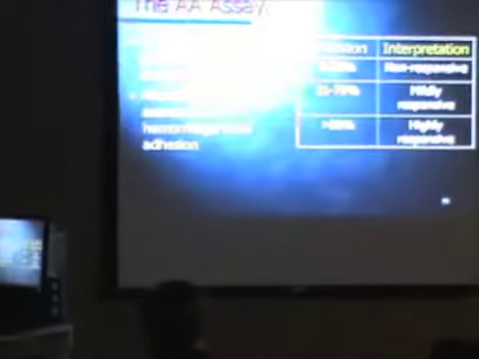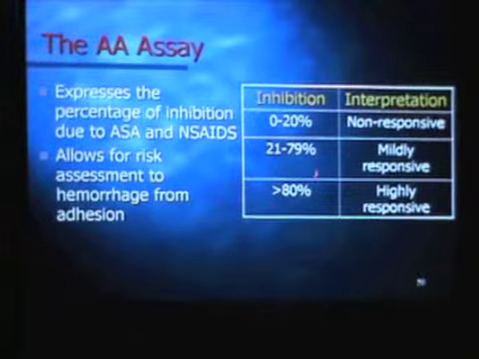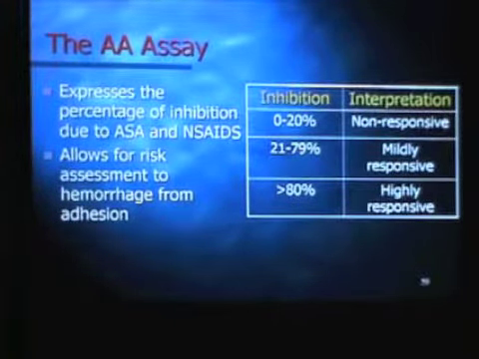Okay? For the aspirin assay, all we're looking at is the percentage of inhibition. That's all we care about. Okay? And we use arachidonic acid to do this assay. And we know that if they're 0 to 20% inhibited, they're non-responsive at that dose. Aspirin is dose response related. Where we like to see them is anywhere in here. That's where we like to see them. They're mildly responsive. If they're greater than 80%, they are highly responsive and they're way overdosed.